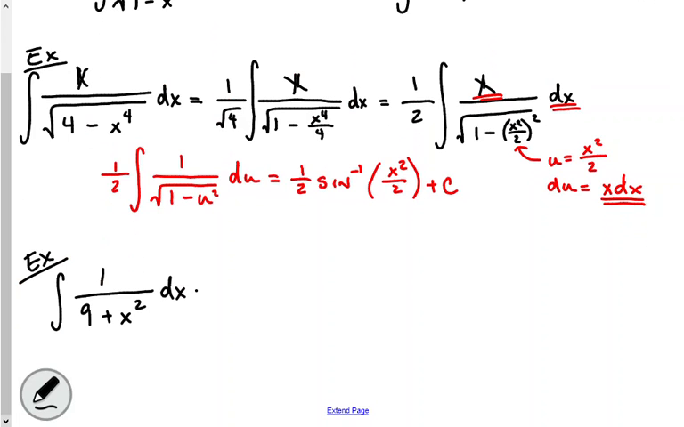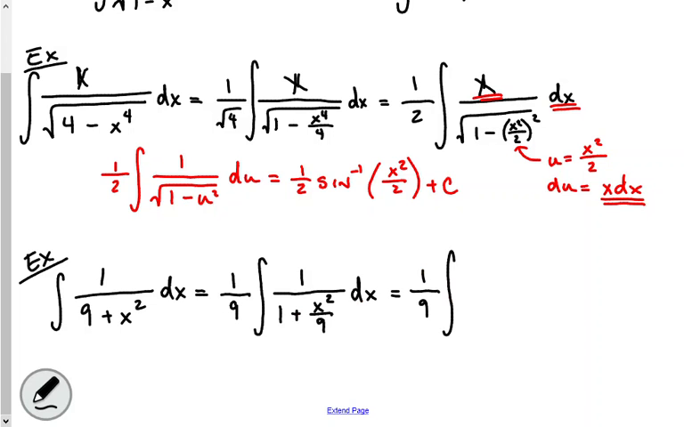Okay, so this, if I rewrite it, is 1 over 9. Take out a 9. And then that would be 1 plus x squared over 9, right? Which is the same thing as 1/9 integral 1 over 1 plus x over 3 squared. And then so if u equals x over 3, du equals, what should I do? 1/3, right?